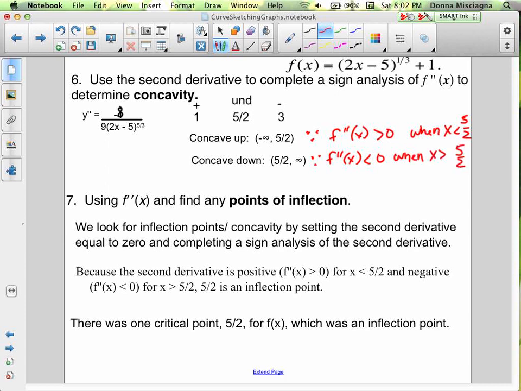All right, let's just make sure we're clear here. We look for inflection points concavity by setting the second derivative equal to 0 and completing a sign analysis of the second derivative, which is what we did. Because the second derivative is positive for x less than 5/2 and negative for x greater than 5/2, 5/2 is an inflection point, right? And that's for f of x. So one critical point, 5/2 for f of x, which was an inflection point.